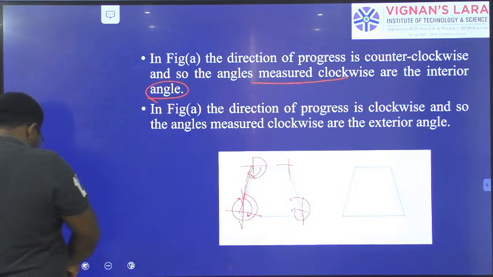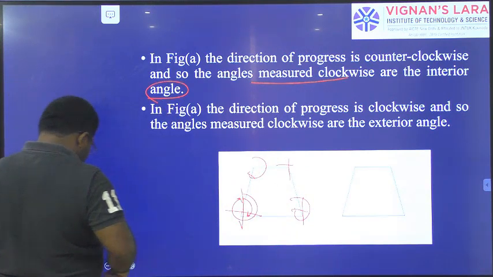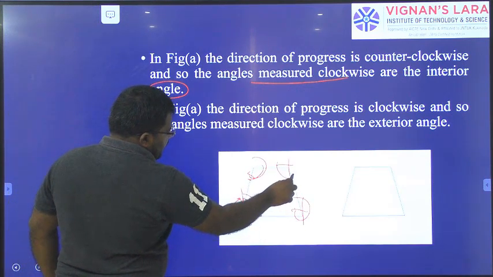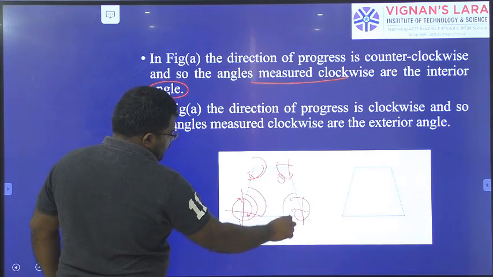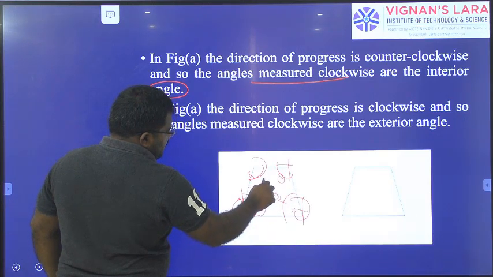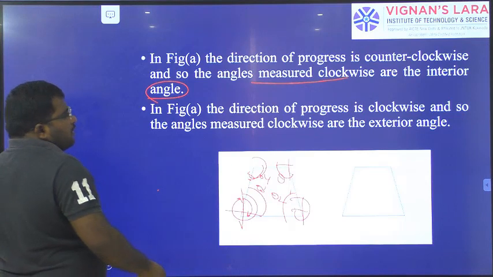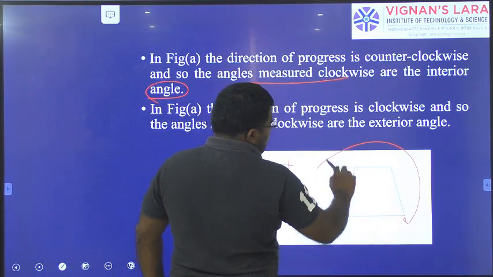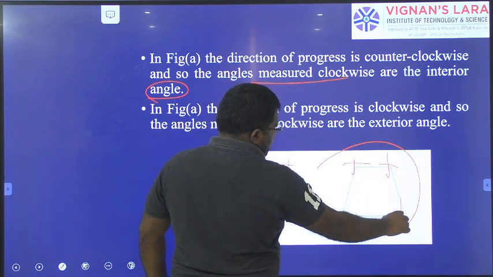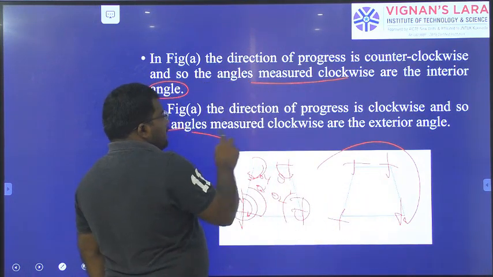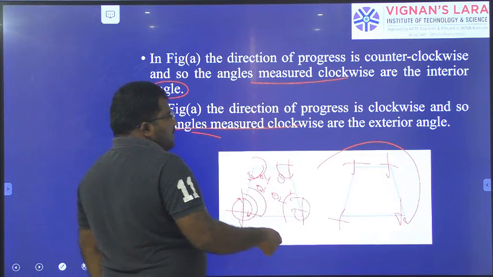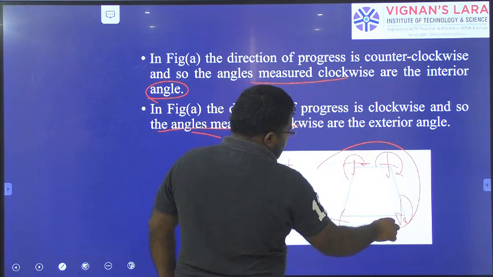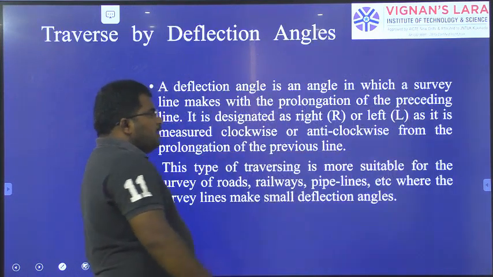So how are we going to get the interior angles? You are going to get them like this, okay? This is the interior angle. Like this you are going to get interior angles. If you are moving your traverse in a clockwise direction from here, the angles measured are clockwise, okay? So those are the exterior angles, okay? Outside, around the exterior.